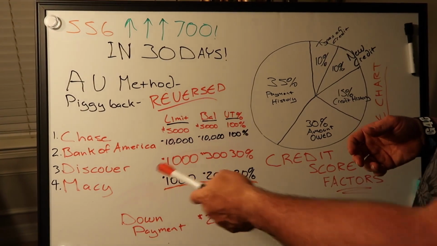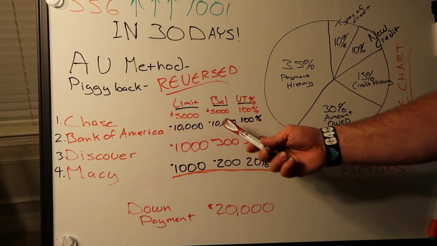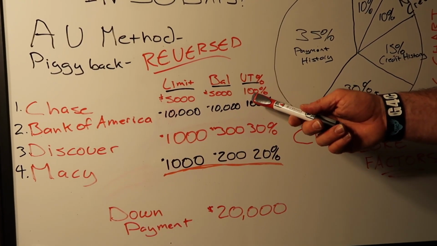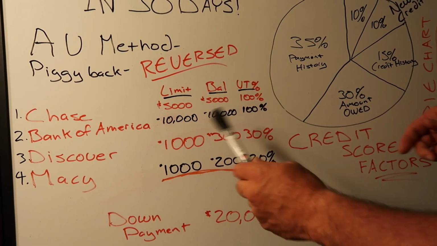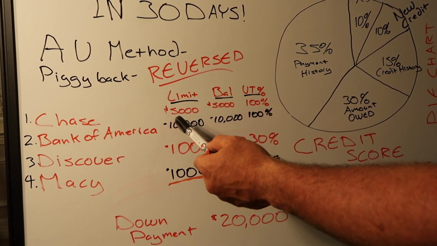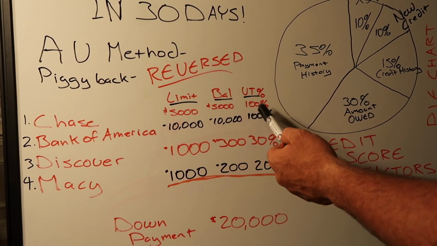She had 4 credit cards. These are the limits and these are the balances on each card, and this is the utilization. This is what percentage of the card she is utilizing. If you notice on this first card, the Chase card, the limit was $5,000. She was using $5,000, 100% utilization.